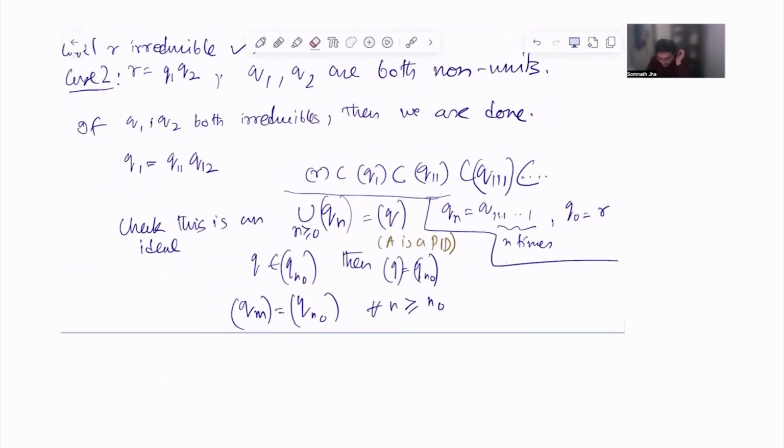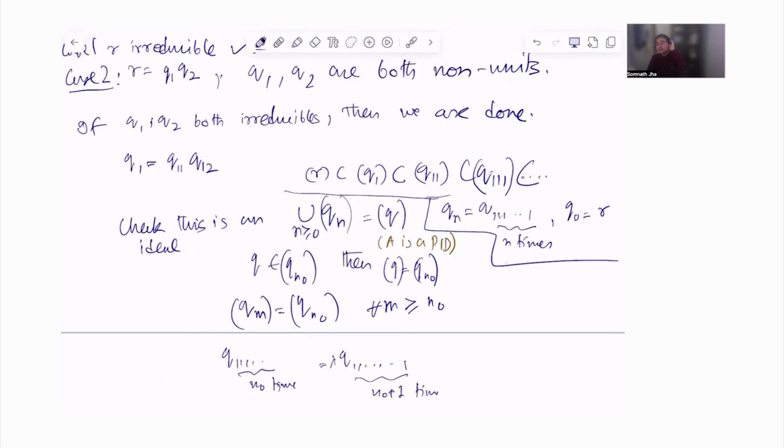So Q equals Q_{n0}. So the chain stops at Q_{n0}, right? So Q_m becomes Q_{n0} for all m greater than or equal to n0. So the chain stabilizes. So in particular, it means that Q_{n0} is the same as Q_{n0+1}, right? So they differ by a unit.